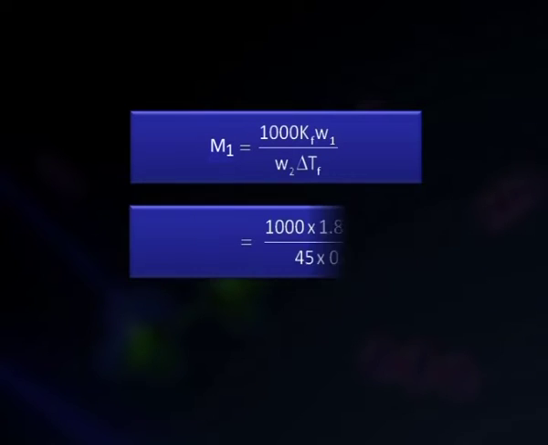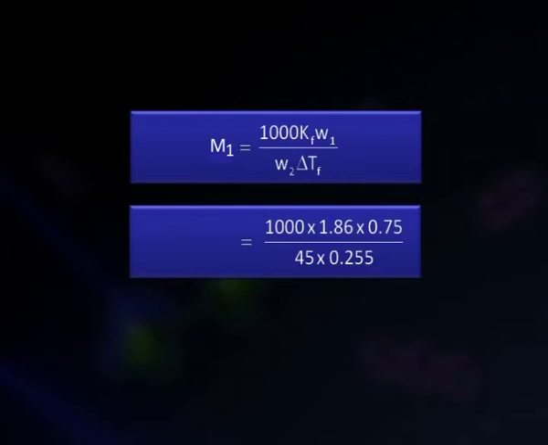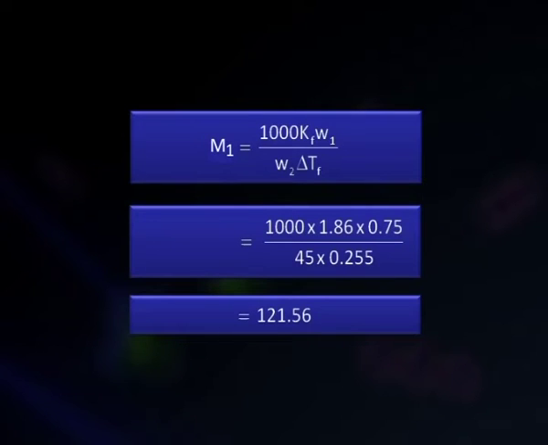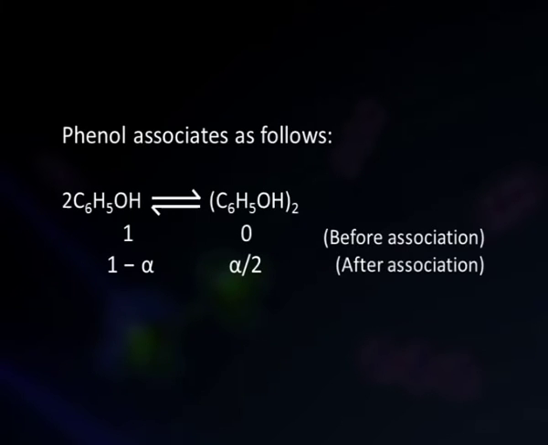Now, M1 will be equal to 1000 Kf W1 upon W2 into delta Tf. Putting all the values, we will get M1 equal to 121.56. Phenol associates to give a dimer as follows.